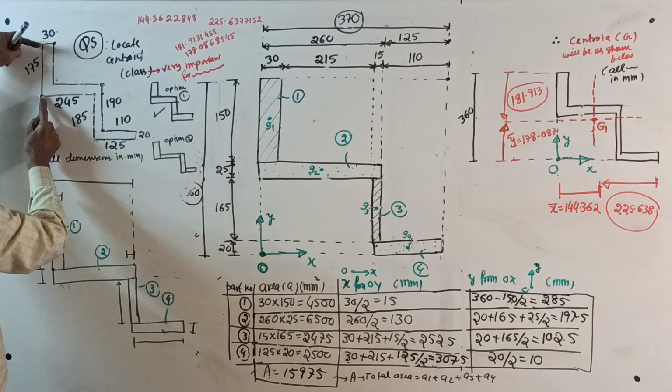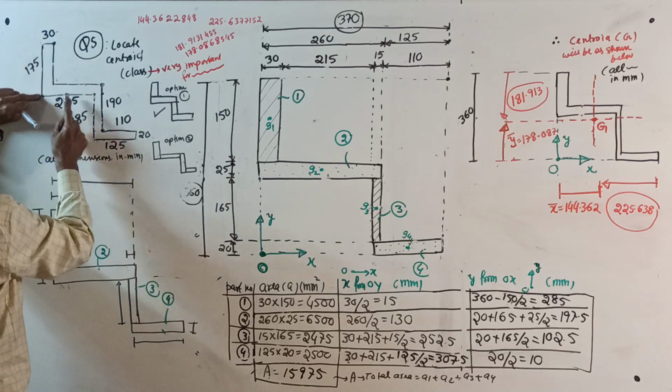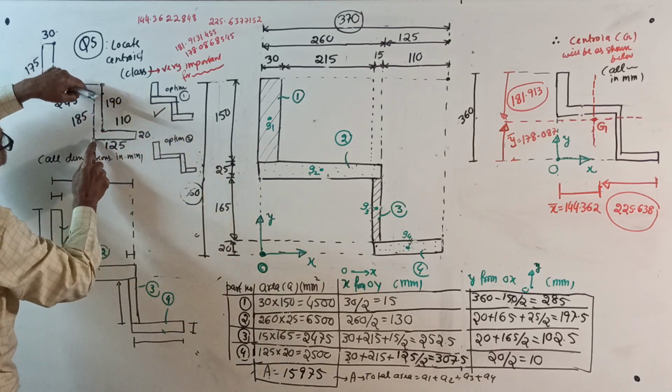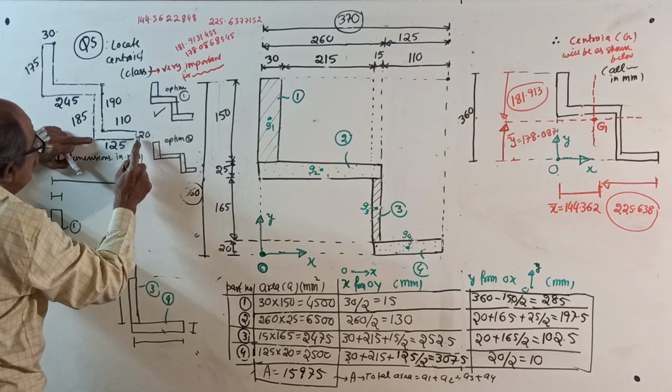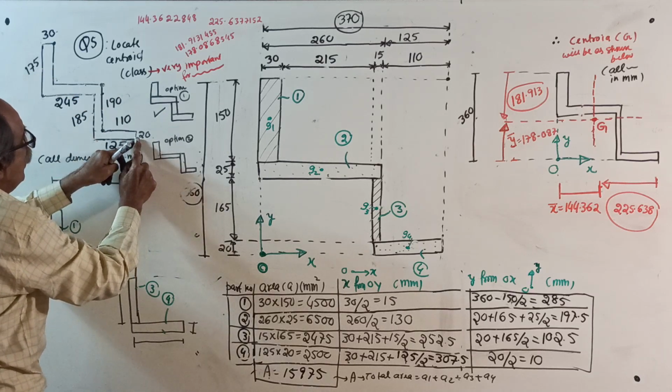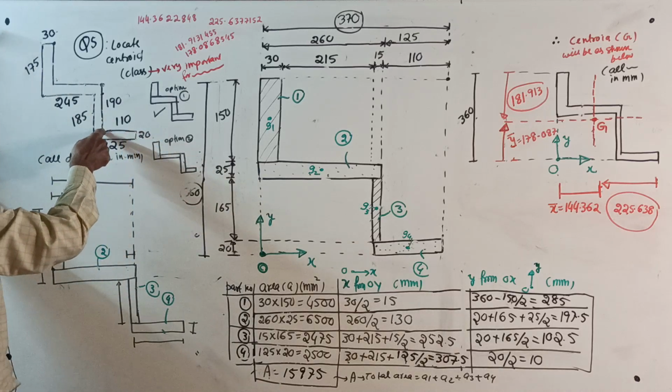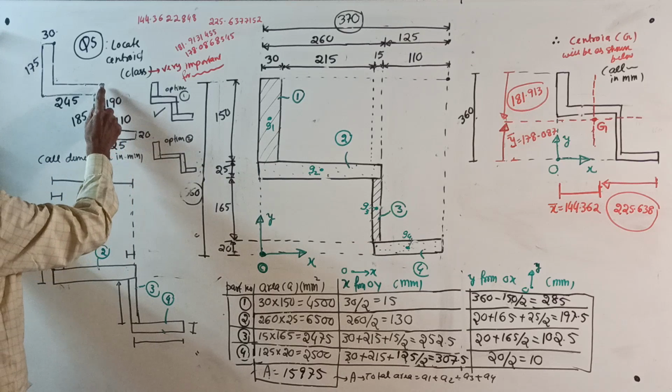Come down by 175, you get this point. Go right by 245, you get this point. Come down by 185, you get this point. Go right by 125, this point came. Go up by 20, you get this point. Come left by 110, this point came. Go up by 190, this point.